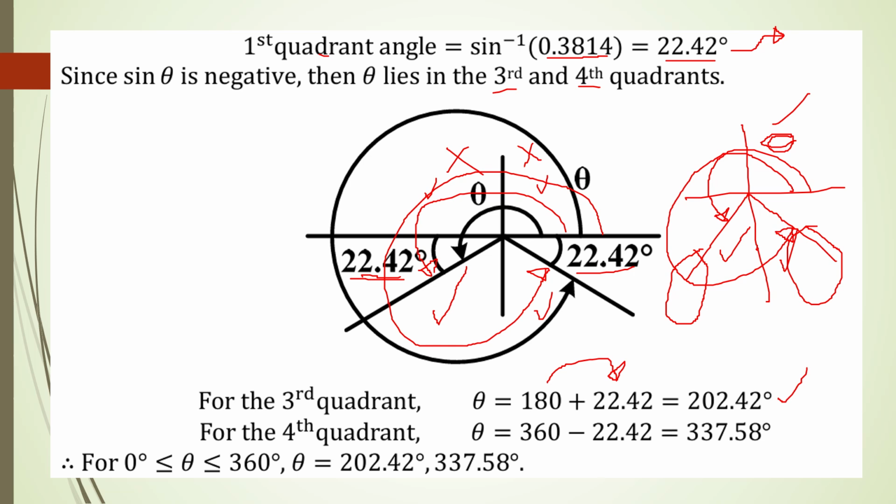And the angle in the fourth quadrant, we get it by saying 360 minus theta. So it's going to be 360 minus 22.42 degrees, and that's going to give us 337.58 degrees. So you're going to make a conclusion that therefore, the values of the angle theta are going to be 202.42 degrees, and the other angle is going to be 337.58 degrees.